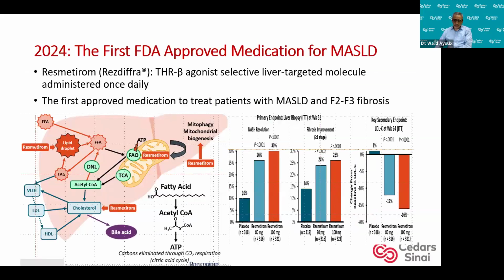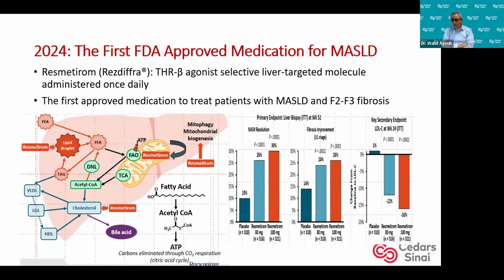Which brings us to today. Last month, in April, a medicine called resmetirom, or Rezdiffra, was approved. It's the first approved medicine after waiting for more than 30 years for treatment of fatty liver. It's indicated for patients with fatty liver and F2 to F3 fibrosis, so medium to moderate levels of scar tissue in the liver. In the clinical trials, that medicine is shown to reduce inflammation by 30% and reduce scar tissue formation by 26%, where patients improved by one stage. They went from F3 to F2 or F2 to F1.